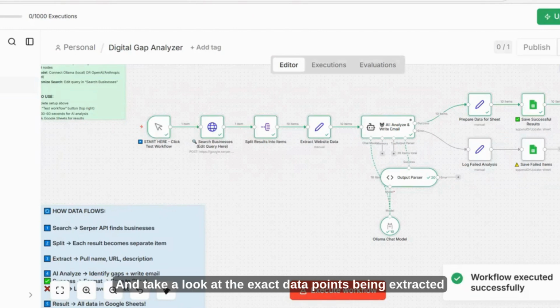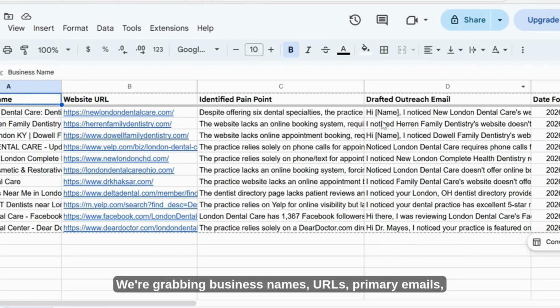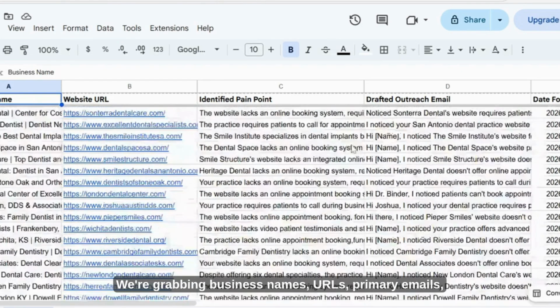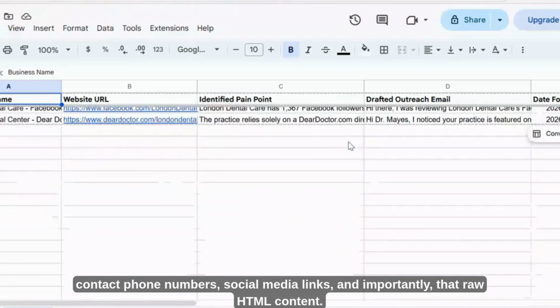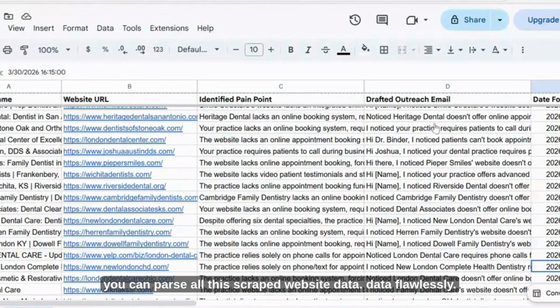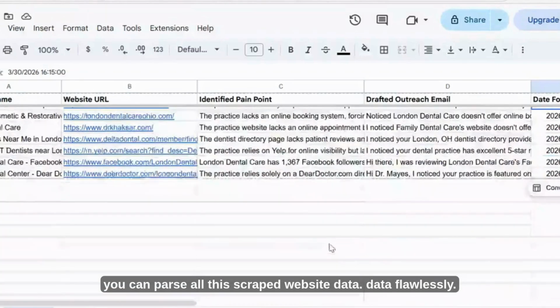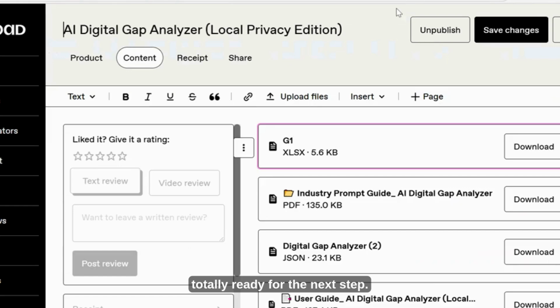And take a look at the exact data points being extracted during this scraping phase. We're grabbing business names, URLs, primary emails, contact phone numbers, social media links, and importantly, that raw HTML content. Our sources point out that by using custom code nodes right inside N8N, you can parse all this scraped website data flawlessly, so you're left with perfectly clean data, totally ready for the next step.